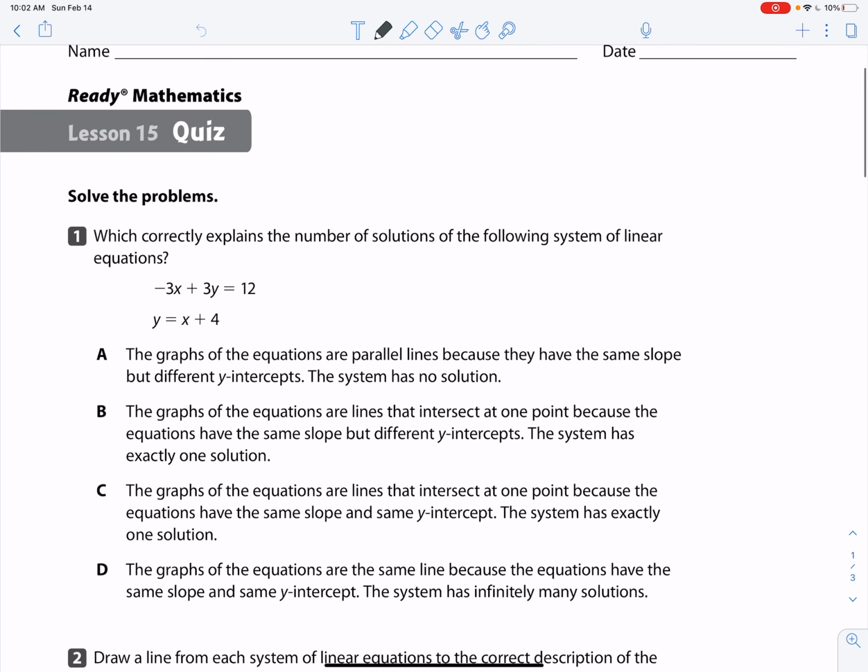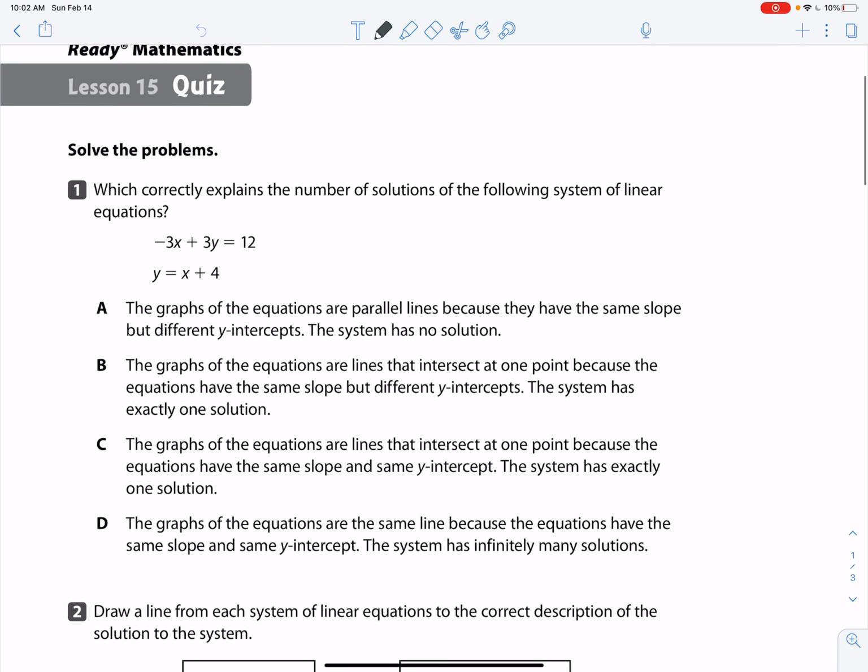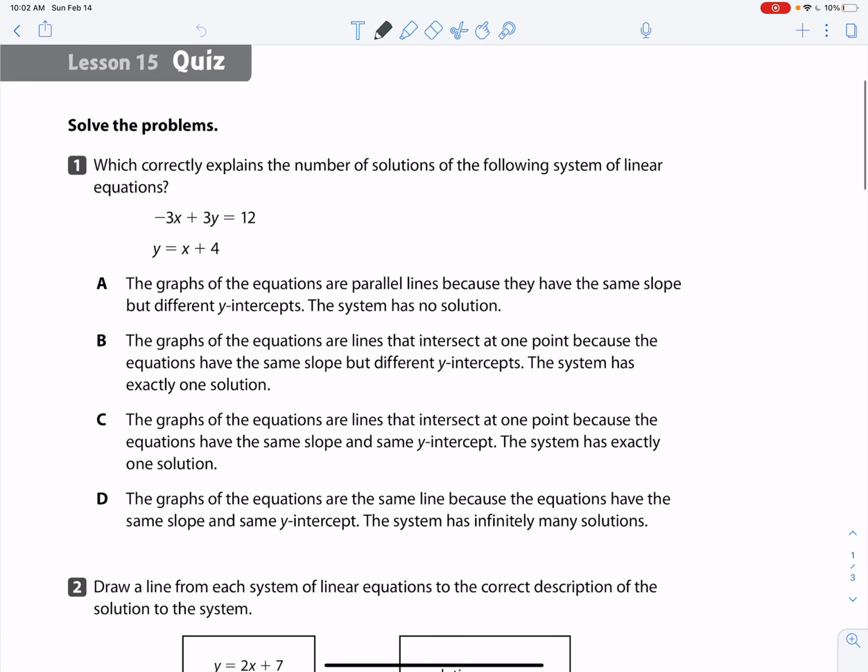All right, so number one, which correctly explains the number of solutions of the following system of equations. So what you have to do first is make sure that both equations are written in slope-intercept form, which is just y equals mx plus b. The bottom equation is already written that way, so we're good to go with that one. We have to change the top one to slope-intercept form. So the first thing we need to do is move the negative 3x over to the right side.